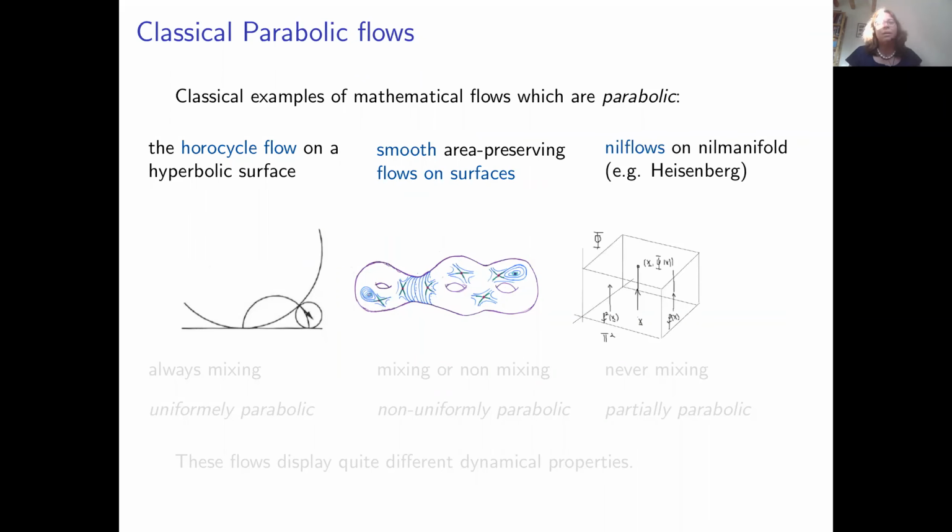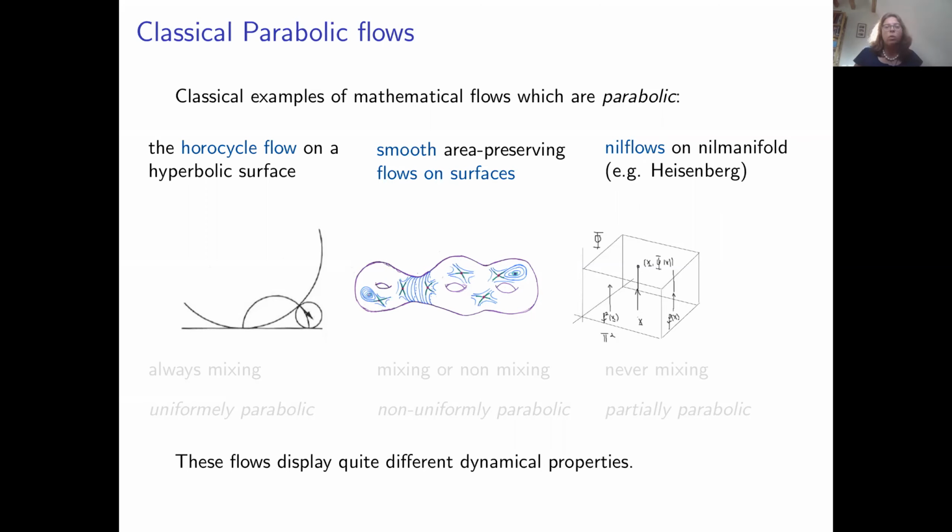And a last class of examples come from nil manifolds or nil flows. So the basic example is the Heisenberg group. You take a nilpotent Lie group. Again, if you don't know anything that I'm talking about, forget about it. I will just move on soon. So if you have a nilpotent Lie group and you take the quotient by a lattice, you get a nil manifold, and then you can look at one parameter flows given by left multiplication. These are called nil flows. So these are all examples of parabolic flows.